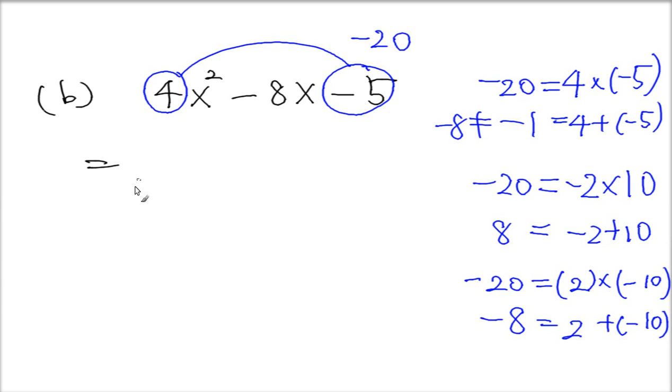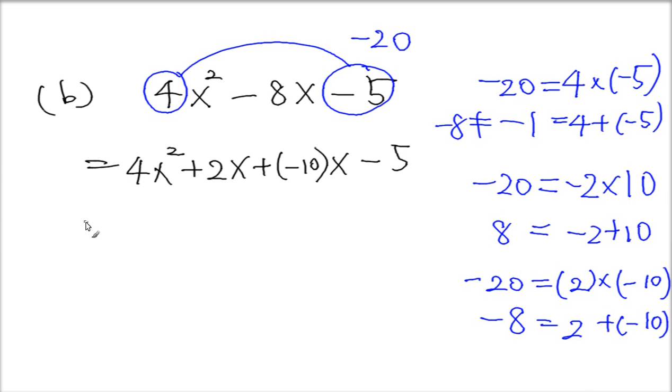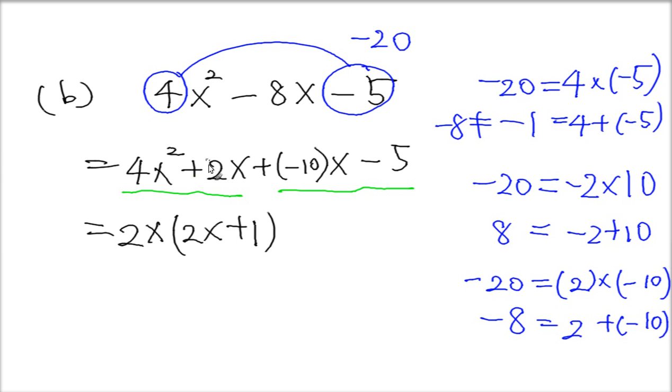Now we can express this polynomial as 4x squared. Now the middle term breaks up into two pieces, 2x and negative 10x. So this is plus 2x plus negative 10x. And the last term is negative 5. Now group these two, group these two. Factor the first group. 2 and 4: 2 is a common factor, and x squared and x have x as a common factor. 2x times 2x is 4x squared, and 2x times what is 2x? 2x times 1 is 2x.